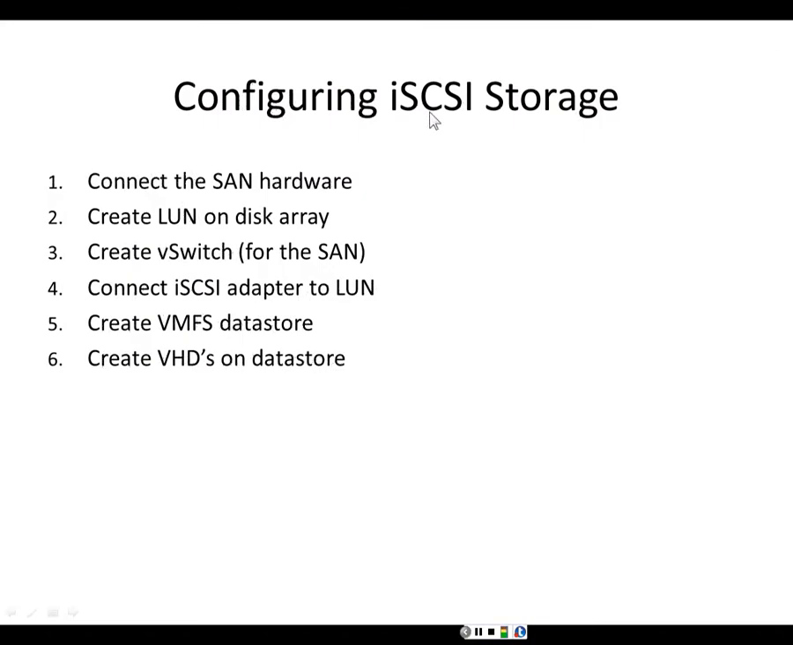When we configure iSCSI storage area network, there are 6 main steps. 1, connect the storage area network hardware. 2, create a LUN on the disk array. 3, create a virtual switch, which creates the SAN. 4, connect the iSCSI adapter to the LUN. 5, create a VMFS data store on the LUN. And then 6, create the virtual machine's virtual hard disk files on the data store. And this concludes our section on iSCSI storage.